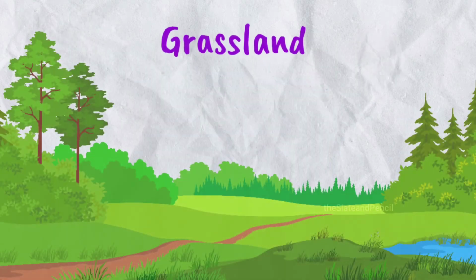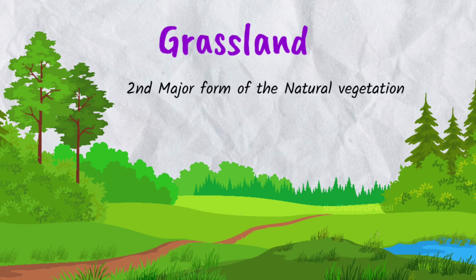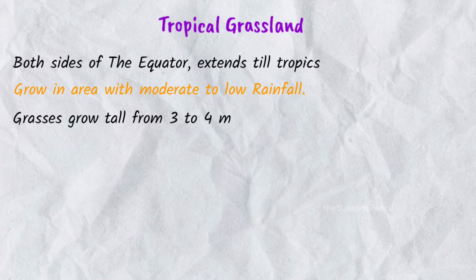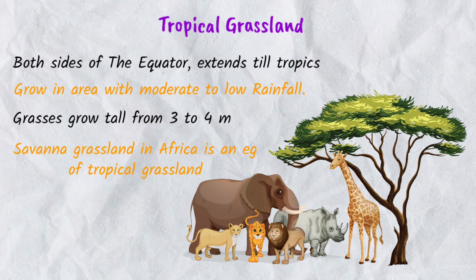Let's discuss more about grassland, the second form of the natural vegetation on the earth. Tropical grassland. These occur on both sides of the equator and extend till the tropics. This grassland grow in the area of moderate to low rainfall. The grasses grow tall from 3 to 4 meters. Savanna grassland in Africa is an example of a tropical grassland. Elephants, zebra, leopard, deer and giraffe are common wildlife here.